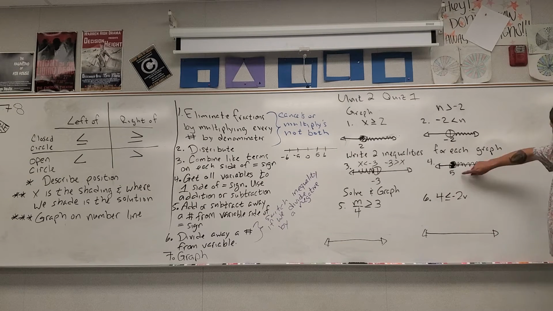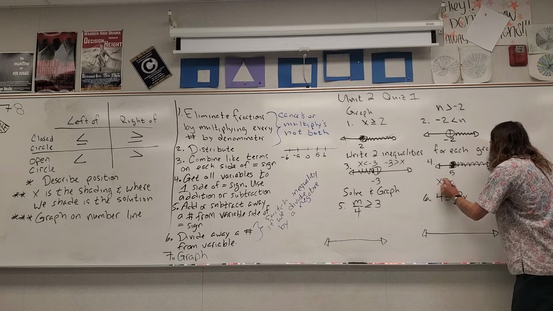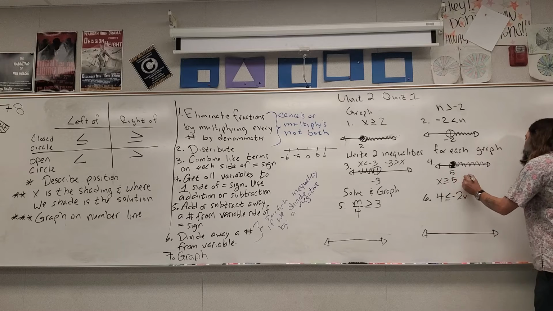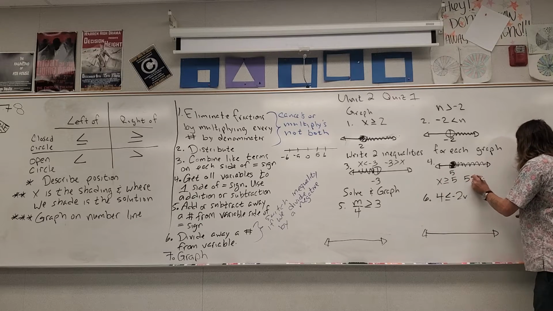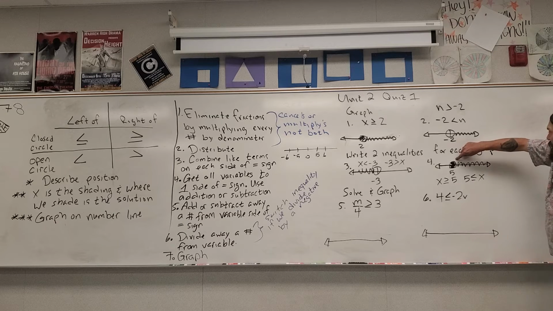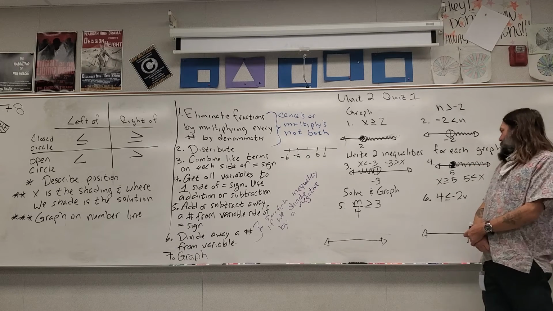Problem 4. The shading is on the right of 5, and the circle is shaded in, it's closed. So the shading is on the right of 5, or I could say that 5 is on the left of the shading. And make sure that I have the right symbol that shows that my circle is shaded in or closed. All right, let's move on to problems 5 and 6.